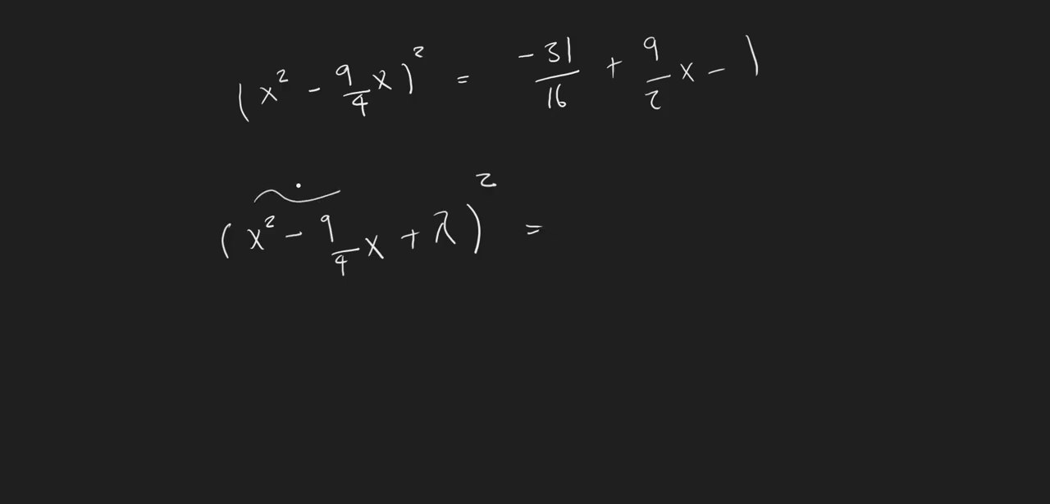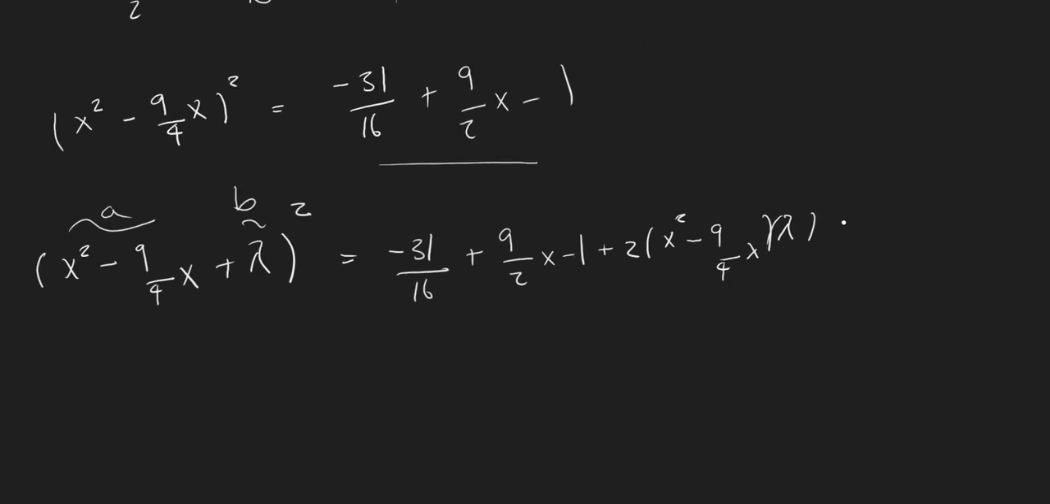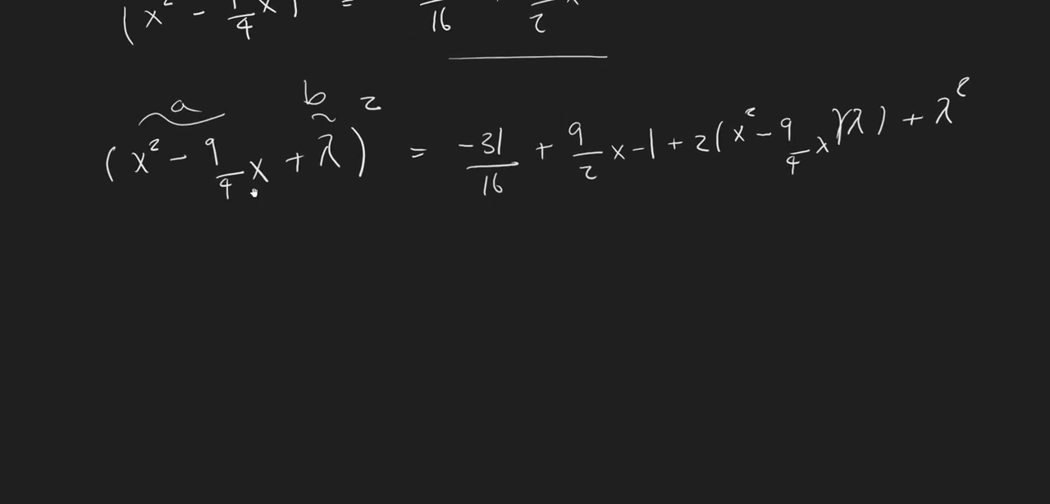This portion is going to be a. This is going to be b. A squared is just this. So that's going to give us negative 31 over 16 plus 9 over 2 x minus 1 plus 2ab, so x squared minus 9 over 4x times lambda, plus b squared. So now let's write this down.